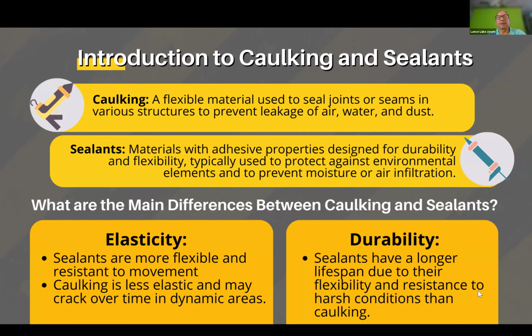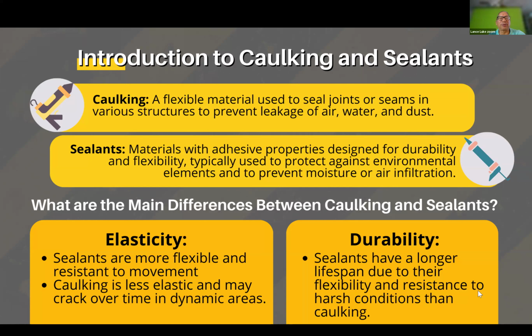Basically, caulking is a flexible material used to seal joints or seams in various construction building materials to prevent air or water or dust getting into whatever you're trying to seal. And then the sealant is similar to caulking, but it's designed for more durability, flexibility, typically used to protect against environmental elements and prevent moisture or air infiltration.